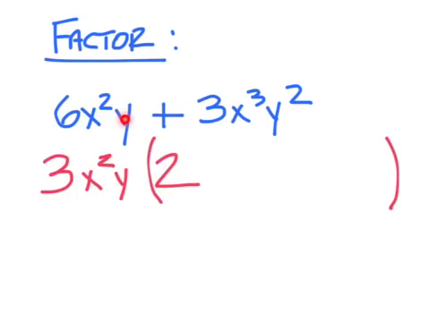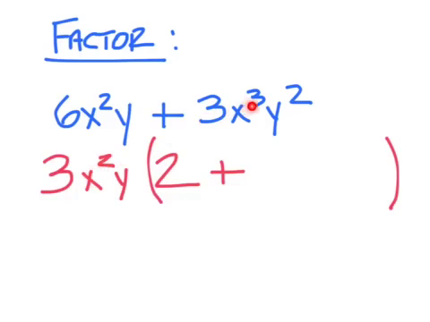Y times what is y? 1. You don't write the 1. You only write 1 if you have nothing else in there and it's just blank. Keep that sign from the middle. 3 times what is 3? 1. There's no need to write it yet. If you end up with nothing else, then you'll have to put a 1.